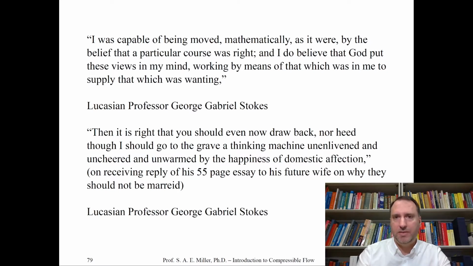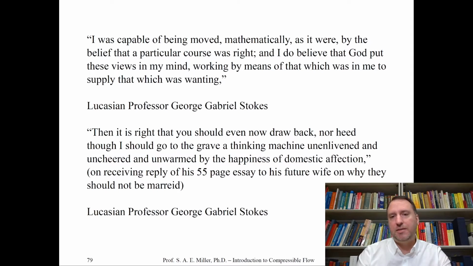Let's look at a second quote to get insight into the type of person who creates these equations. He wrote, "Then it is right that you should even now draw back, nor heed though I should go to the grave a thinking machine, unenlivened and uncheered and unwarmed by the happiness of domestic affection." This was taken from an excerpt of a 55-page essay to his future wife on why they should not be married. Indeed, he was a calculating machine, and he worked tirelessly in the field of mathematics, and that's why so many terms and equations and methodology today are named after Stokes.